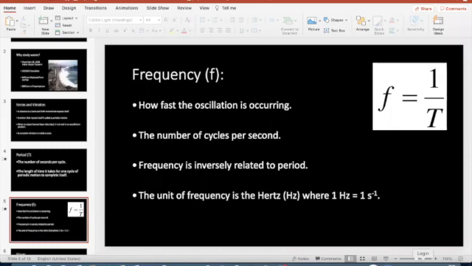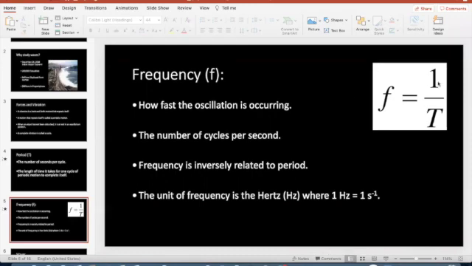Frequency is denoted by lowercase f, and it's how fast the oscillation is occurring. So it's the number of cycles per second. The frequency is inversely related to the period. And the unit of the frequency is the hertz, where hertz is equal to seconds to the -1 power.